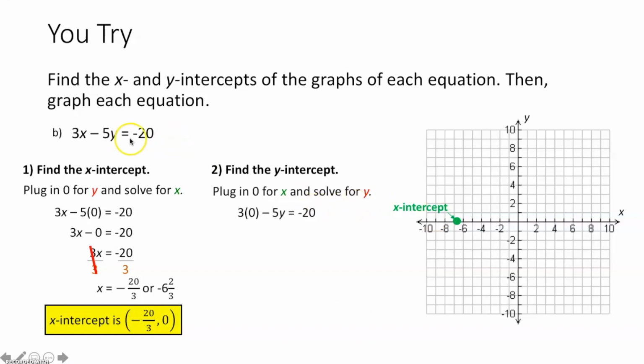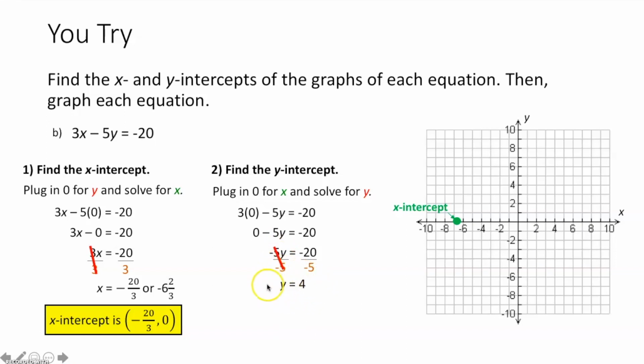To find the y-intercept, we're going to plug in 0 for x and solve for y. So we take our original equation, we're going to plug in 0 for x. So what's 3 times 0? That's going to be 0. What's 0 minus 5y? That's -5y. And how do I get y by itself here? Well, it's -5 times y. So I divide both sides by -5 to cancel that out. And I get y is equal to +4.